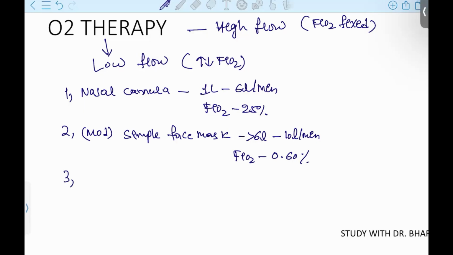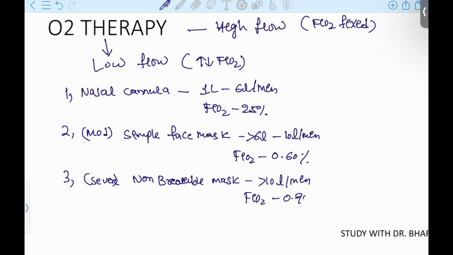And the third type is for severe conditions. For these severe conditions, instead of the simple face mask, we are going to use the non-rebreather mask. This is your NBM. The non-rebreather mask gives more than 10 liters per minute with an FiO2 of 0.90. In the high flow, we are going to use the Venturi mask. This Venturi mask will have more than 15 liters, and FiO2 is always fixed. Okay, this is how O2 therapy can be given.